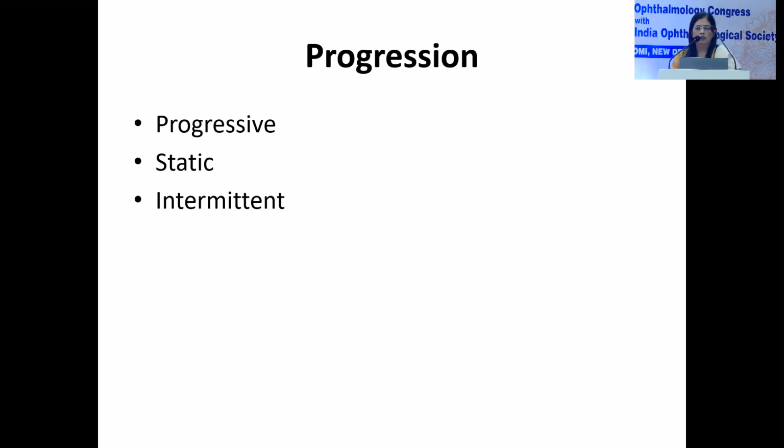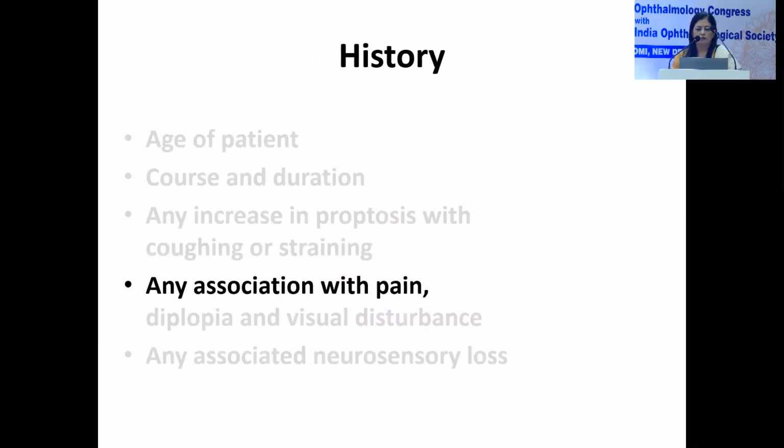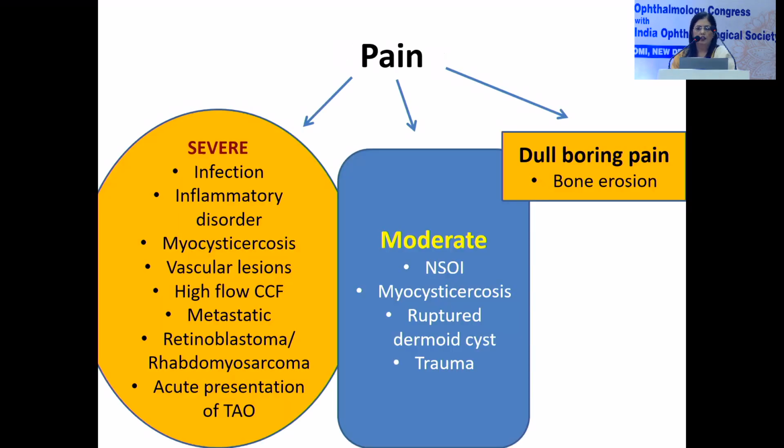Progression should be noted, whether it's a progressive disease, static or intermittent. Intermittent ones are usually seen in cases like lymphangioma or varices. And is it associated with pain? Severe pain is usually seen in cases of infection or inflammation or vascular lesions like high flow CCF or malignancies, and dull boring pain can be seen when there is bone erosion. So all these points are very important and we should ask in history.